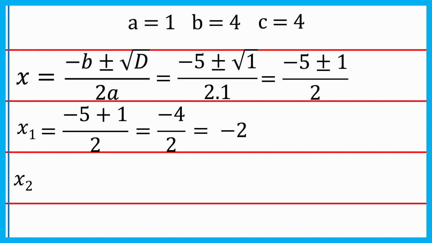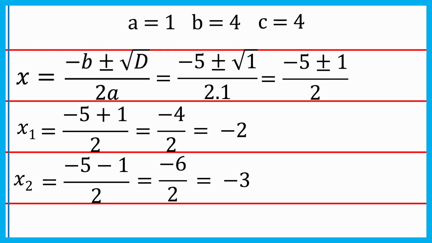Second solution, negative 5 minus 1 divided by 2. That is negative 6 divided by 2, so negative 3. So the solutions are x equals negative 2 or x equals negative 3. Let's do one more example.